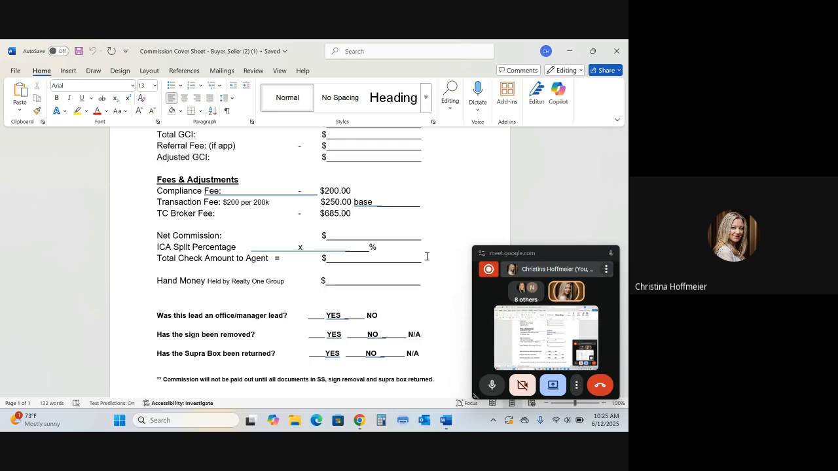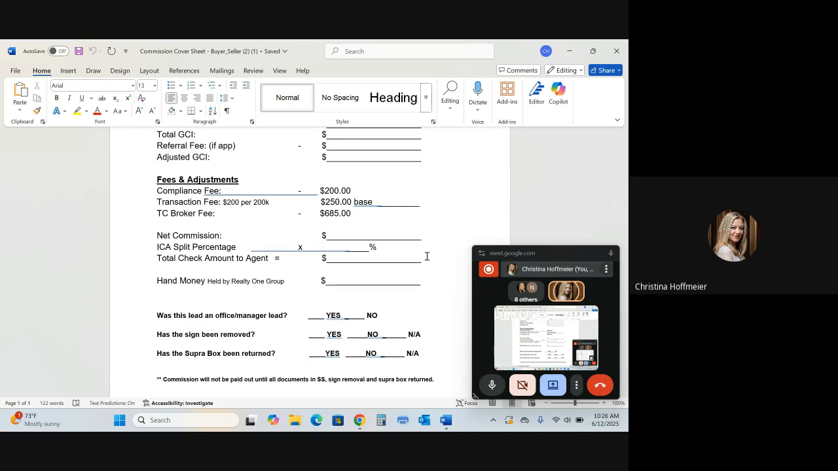All right. Then there's a couple questions down at the bottom. Was this an office lead or manager lead? We just like to track that. Has the sign been removed? If a sign removal form has not been placed in for that property, we cannot cut your paycheck. So make sure that you put that sign removal form in.